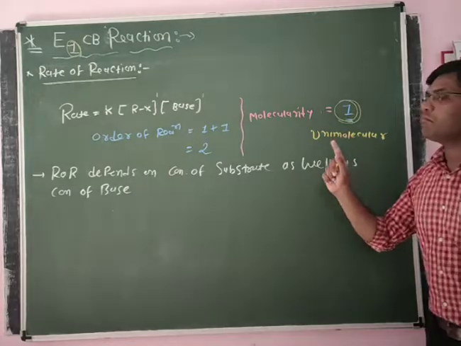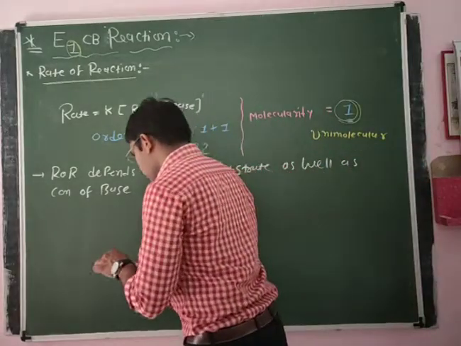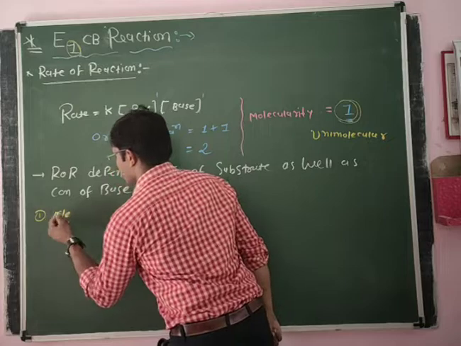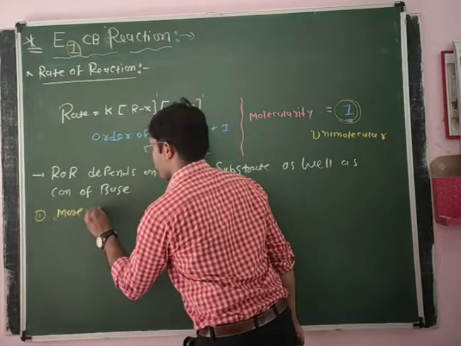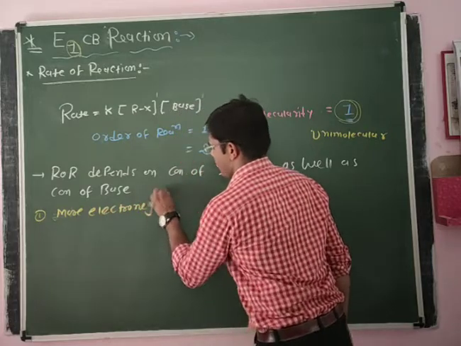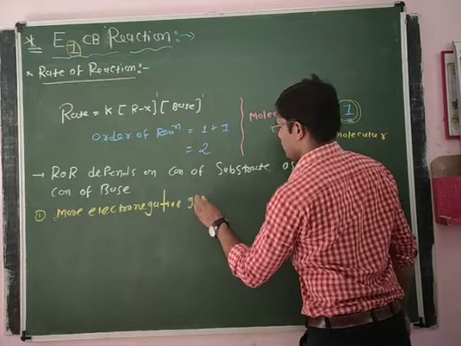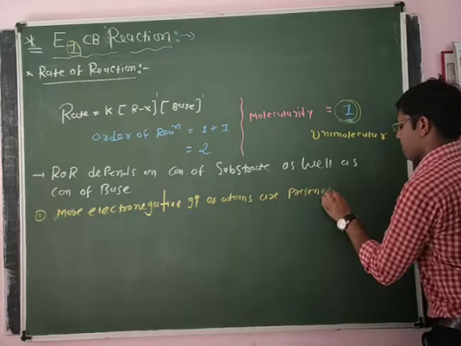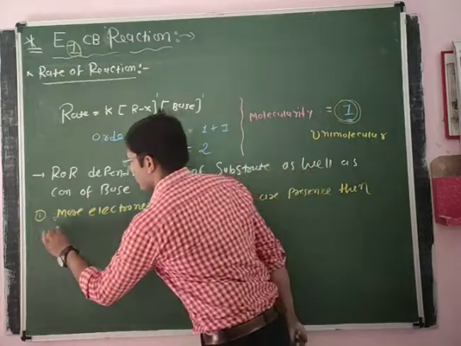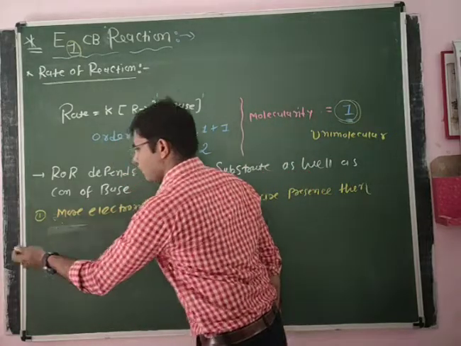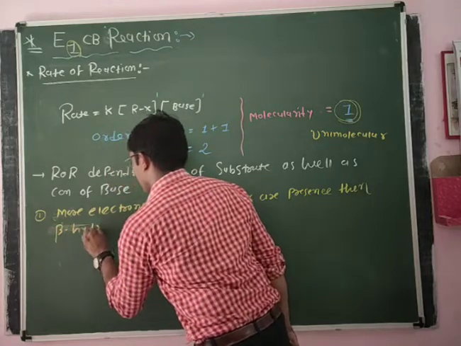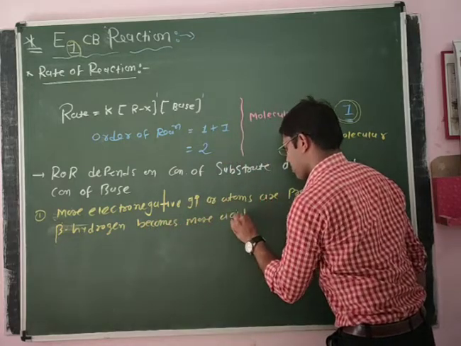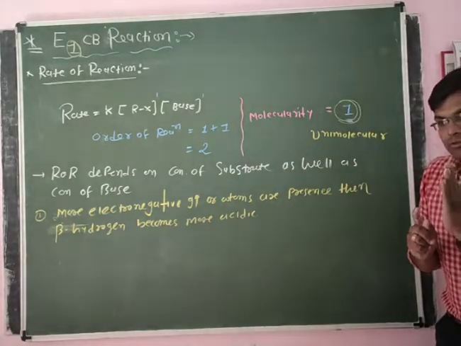So it depends on both. So finally we can conclude this reaction occurs if more electronegative groups or atoms are present, then beta hydrogen becomes more acidic. Clear? Beta hydrogen means it becomes a strong acid.